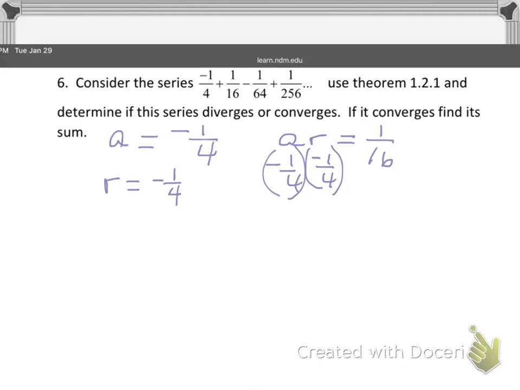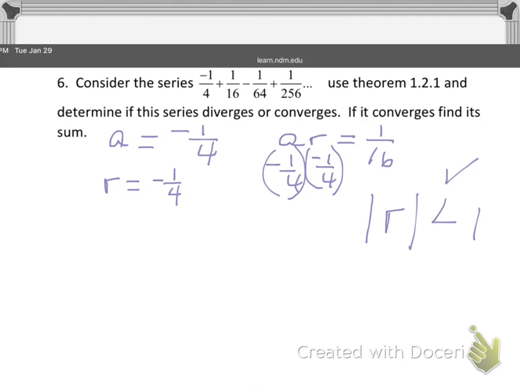What do you think about whether this series will diverge or converge? So, looking at r, what's our rule? As long as the absolute value of r is less than 1, then I'm going to converge. Well, the absolute value of r will be 1/4. That's less than 1, so yes, it's going to converge.